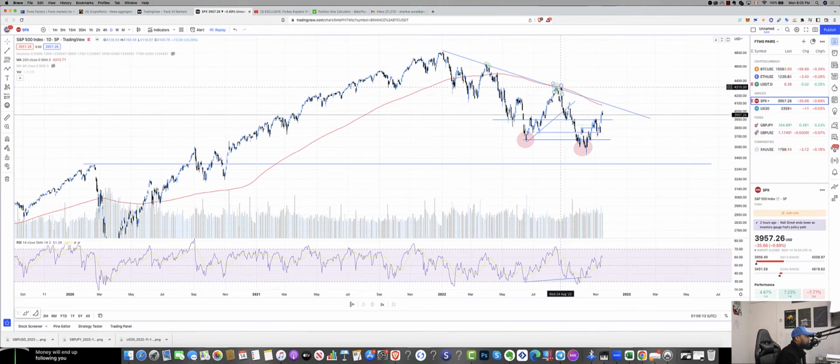So yeah, man, I mean, nothing too crazy. Bias hasn't really changed, still looking bearish. Just want to cover a little bit about Bitcoin, S&P at the end there.